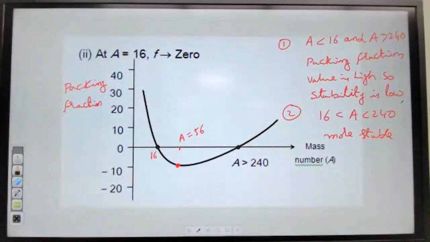Now from packing fraction, what we need to conclude about stability? Packing fraction A explain chestadi, stability explain chestadi. So if packing fraction is lesser, stability is more. Now from that graph we can conclude that between 16 and 240 packing fraction is less so that stability is more. Less than 16 and greater than 240 packing fraction is more so that stability is low.